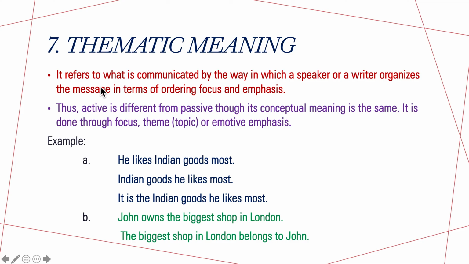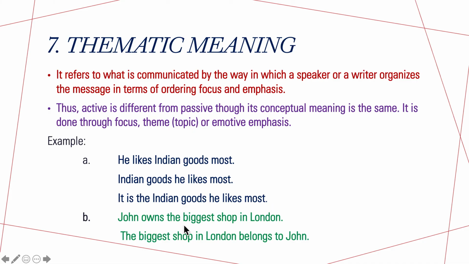Thematic meaning. It refers to what is communicated by the way in which a speaker or writer organizes the message in terms of ordering, focus, and emphasis. Thus, active is different from passive, though its conceptual meaning is the same. It is done through focus, theme, topic, or emotive emphasis. Example: he likes Indian goods most. Indian goods he likes most. It is Indian goods he likes most.